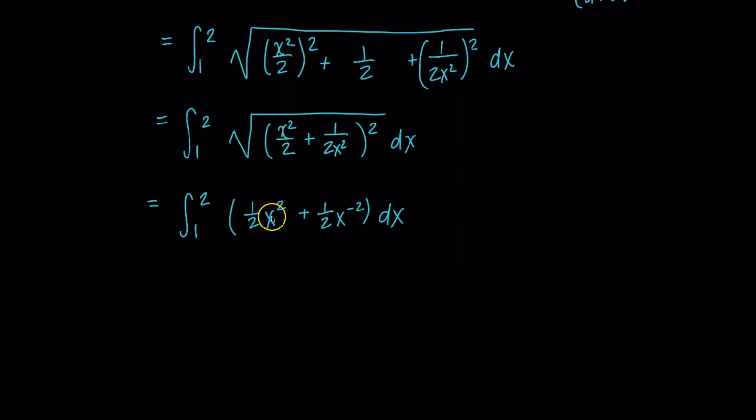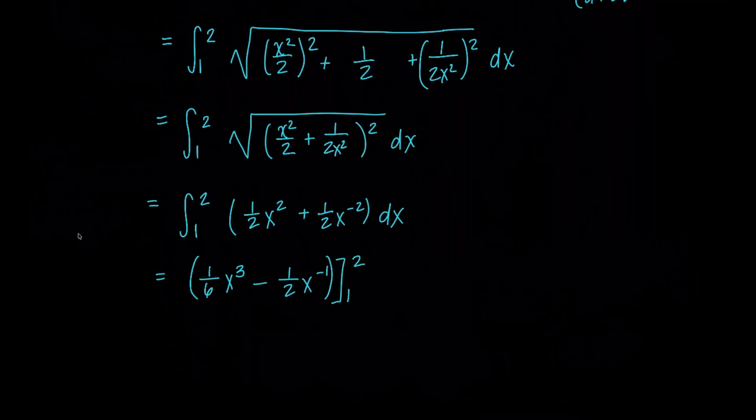So now I'm going to take the antiderivative here. So we're going to have x cubed over 3. So that's going to give us 1/6 x cubed. And then here, if I add 1 to the exponent, I'm going to have x to the negative 1 over negative 1. So that's going to make this negative 1 over 2x to the negative 1, evaluated from 1 to 2.